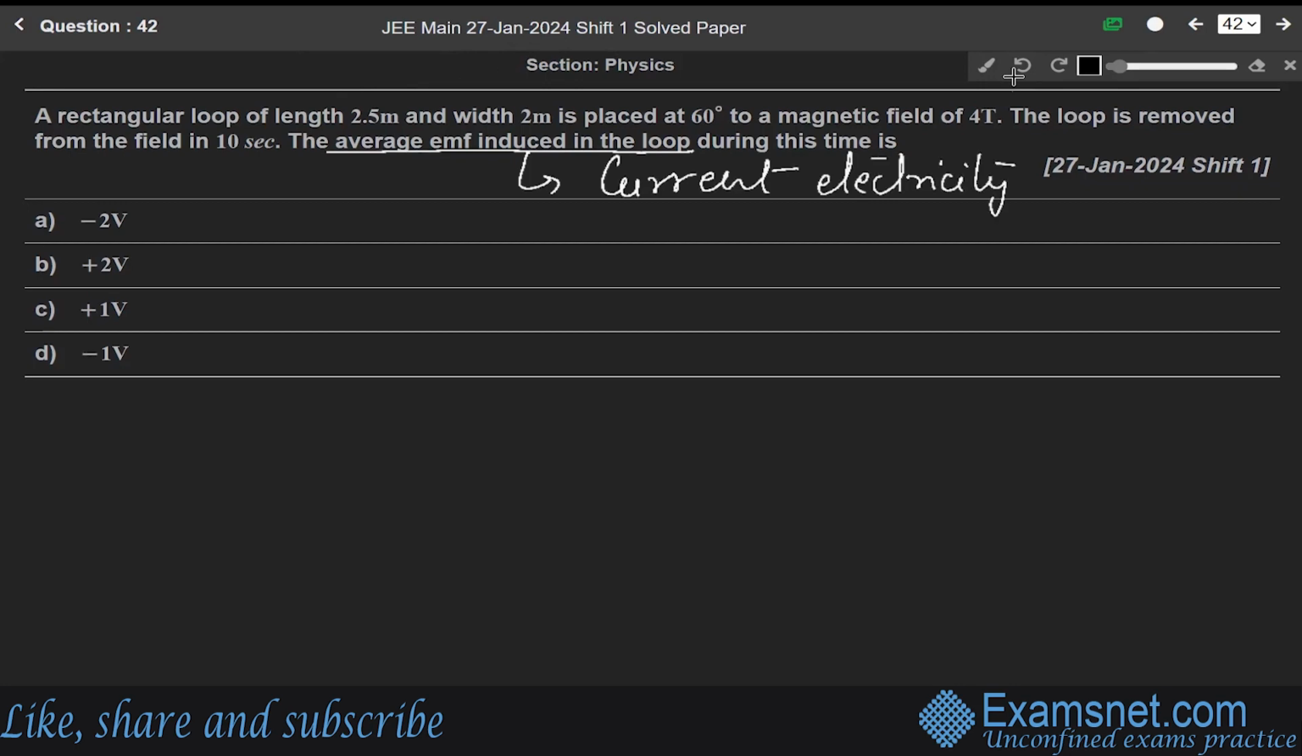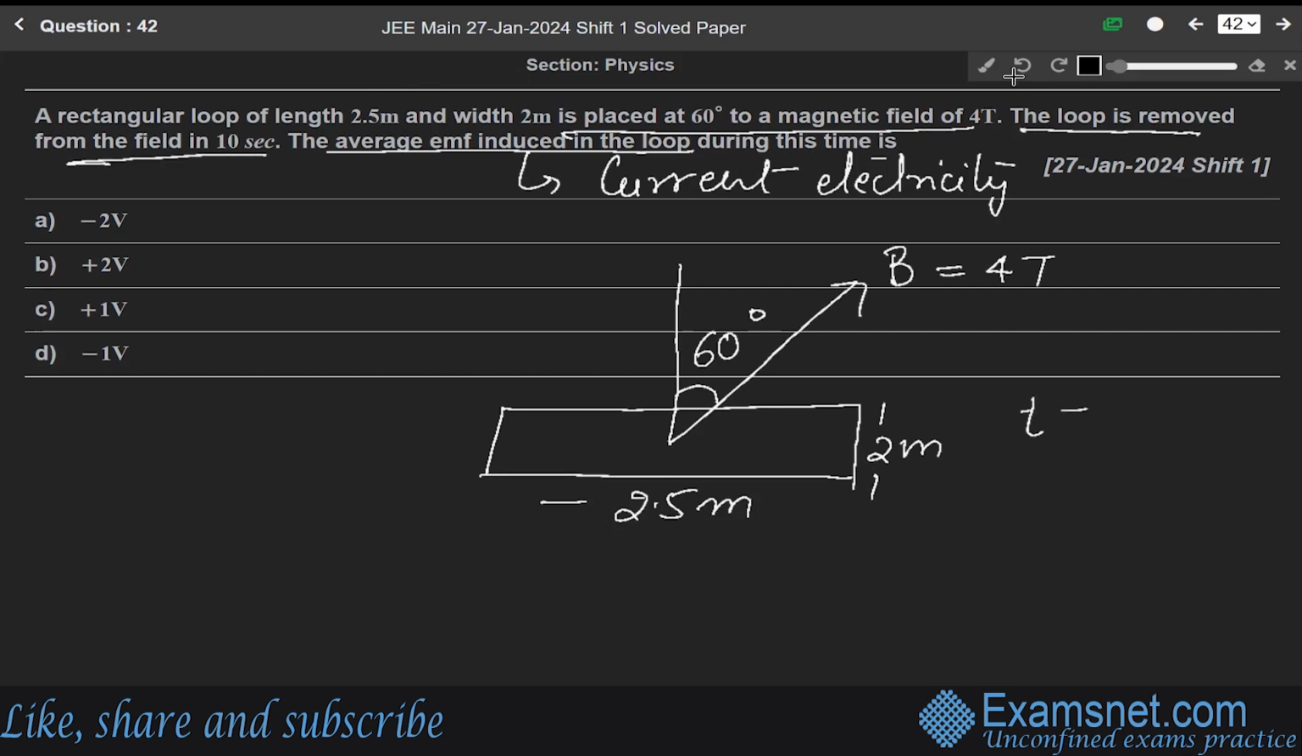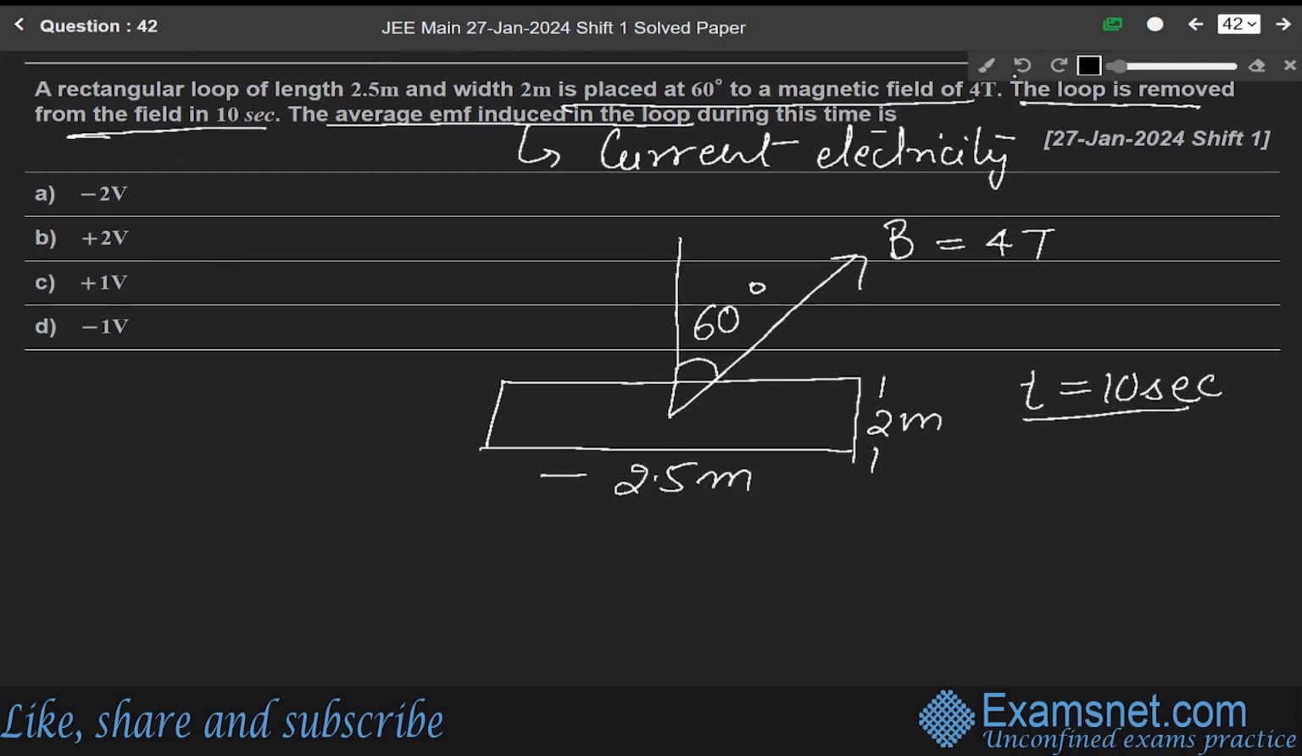According to this question, there is a rectangular loop. Its length is given as 2.5 meter and its width is given as 2 meter. It is placed at 60 degree to a magnetic field. Let us say this is the magnetic field B, given as 4 Tesla, and the loop is placed at an angle of 60 degree to the magnetic field. Now the loop is removed from the field in 10 seconds, and we have to find the average EMF induced in the loop.